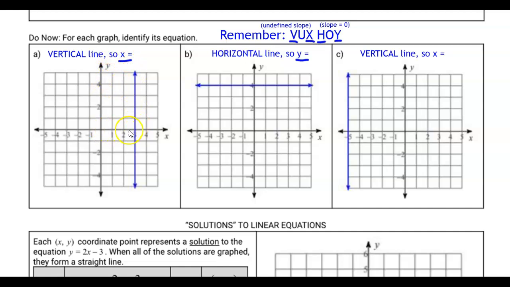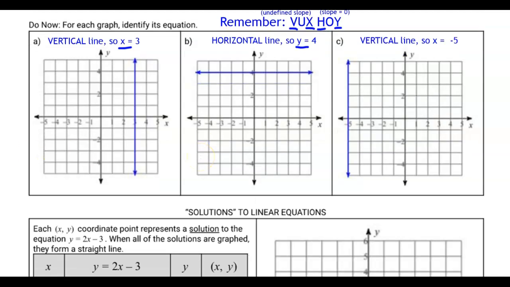So this one intersects the x-axis at 3, so the answer is x is equal to 3. For this one, it intersects the y-axis at 4, so y equals 4. And for this one, the x-axis is intercepted at -5 right here, so x equals -5. Easy as that. All right, moving on.